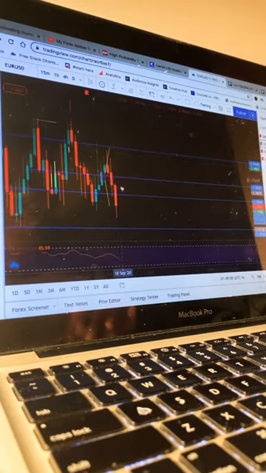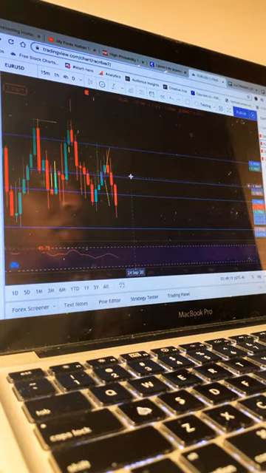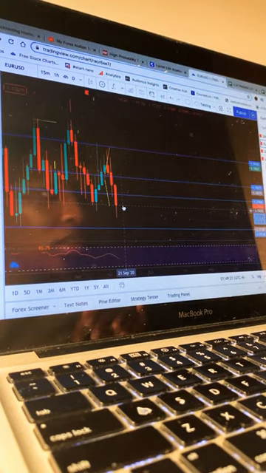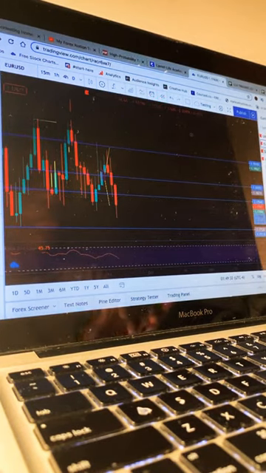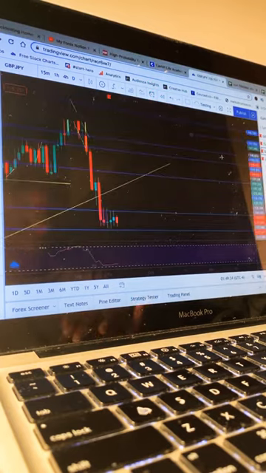But for the rest of this week, I think it'll continue bouncing around between 1.1900 and 1.1750, like between those two levels. And that's what I feel like it's going to continue to do. But moving on to GBPJPY.